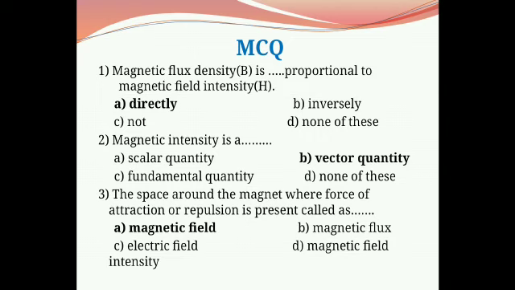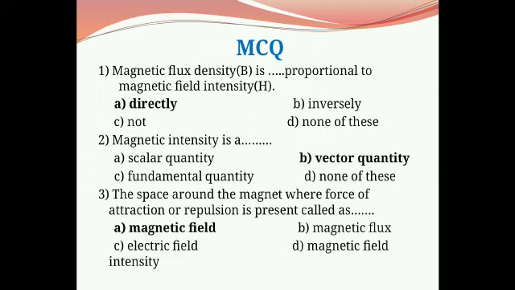The second question is, magnetic intensity is. Options are: first, scalar quantity; second, vector quantity; third, fundamental quantity; and fourth, none of these. Here we know that magnetic intensity is a vector quantity because it needs magnitude as well as direction. Therefore, the correct option is B, vector quantity.